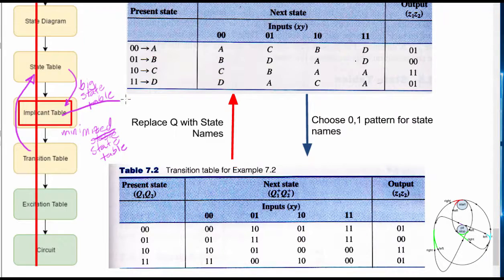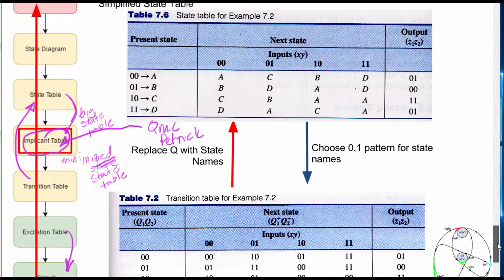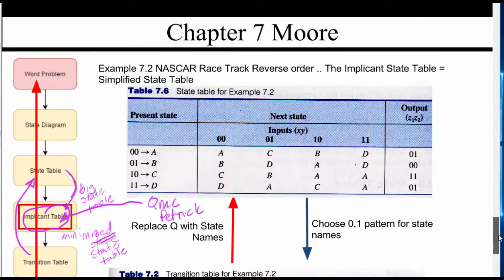These steps right here are very similar to QMC and the Petrick method. That's why we went over it in the first place, so that you can do these steps. You're basically shrinking the circuit right here. Just like we shrink it when we go through these steps, through the kernel maps. We also shrink it right here. This is a shrinking step. So in reality, this state table right here should be much bigger, should be fluffed up.